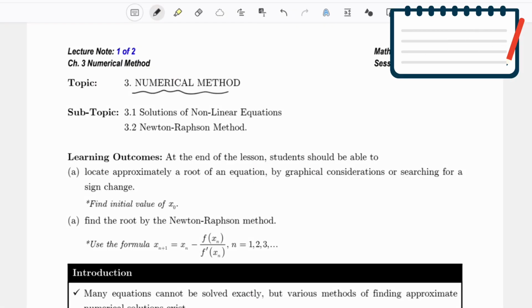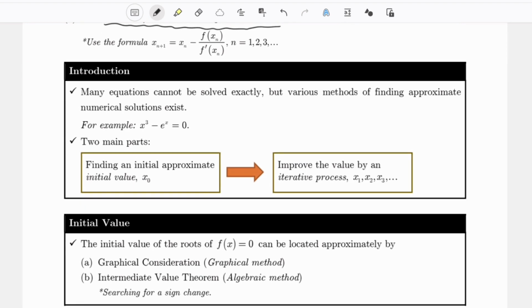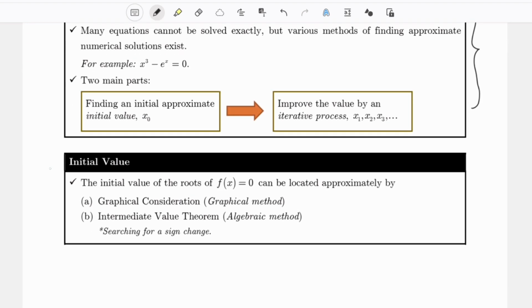Numerical method. At the end of the lesson, students should be able to locate approximately a root of an equation and find the root by using the Newton-Raphson method. You can read through the introduction here by yourself. So let's look at the first part: finding the initial value.